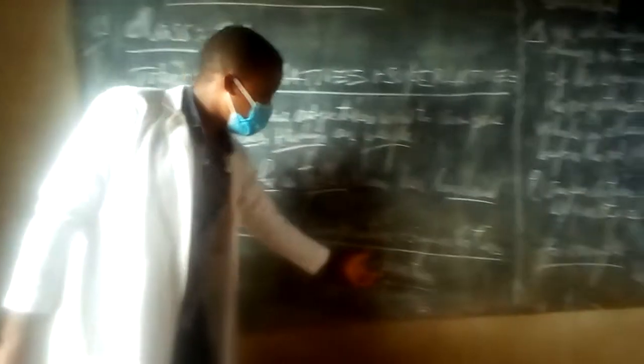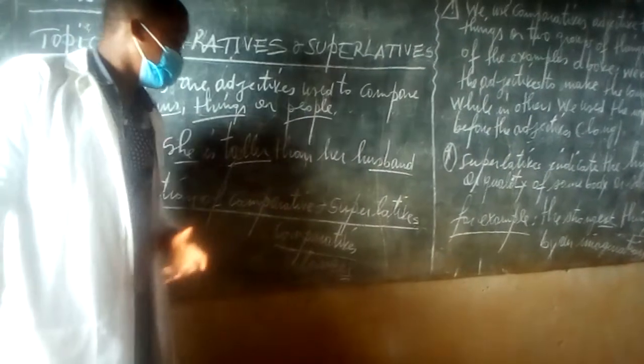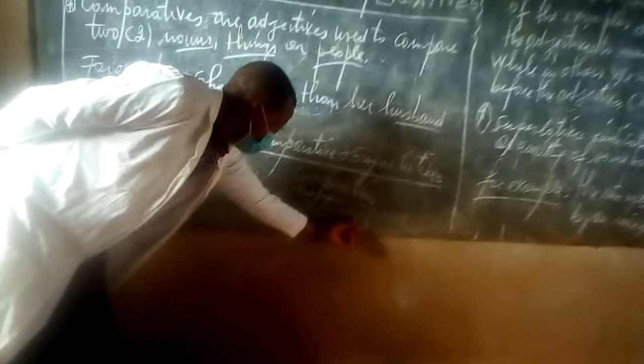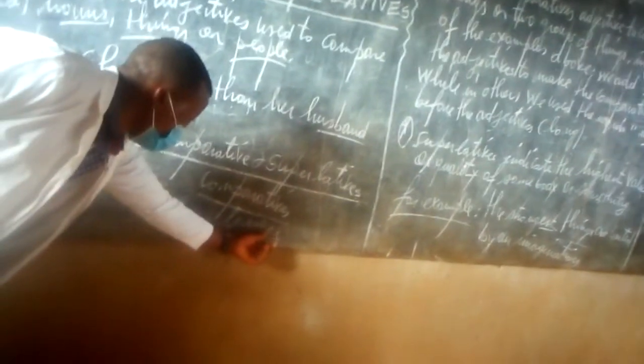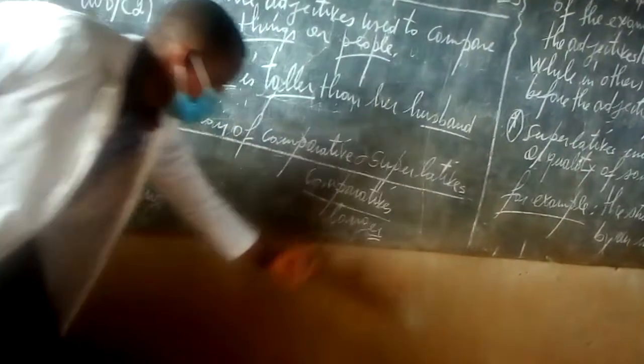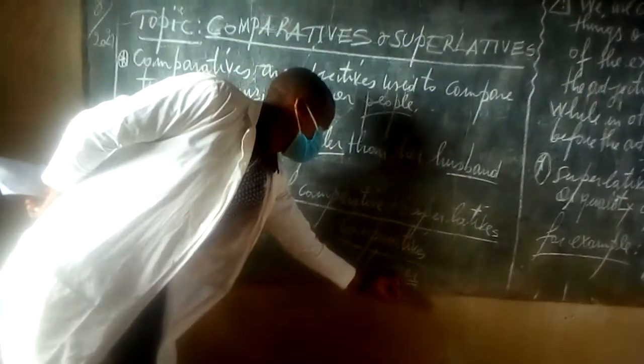Here we have the absolute or full form, long, and in comparative we have longer. We make use of ER for the comparison. We are comparing one thing to another one. Continue. Here we have young, and here we have younger. Yes, the form of comparative.